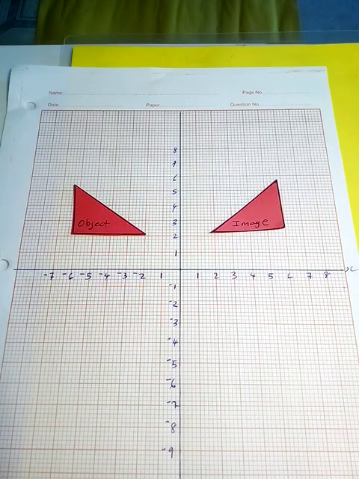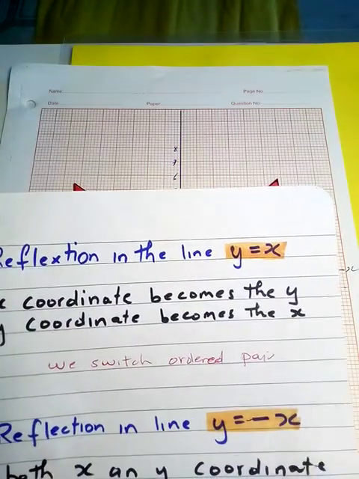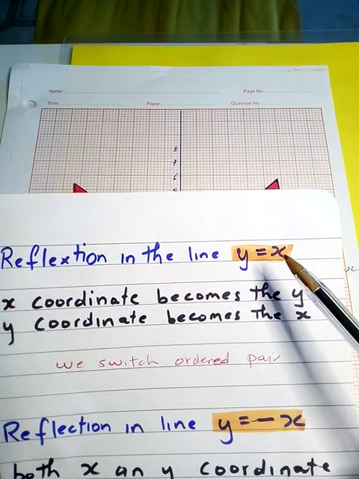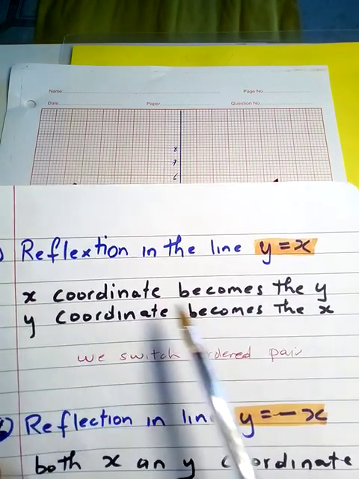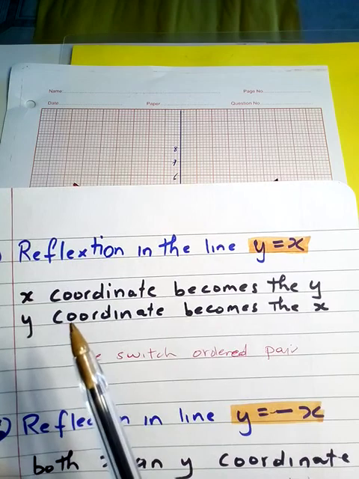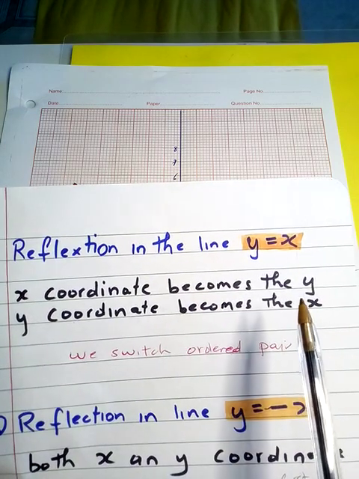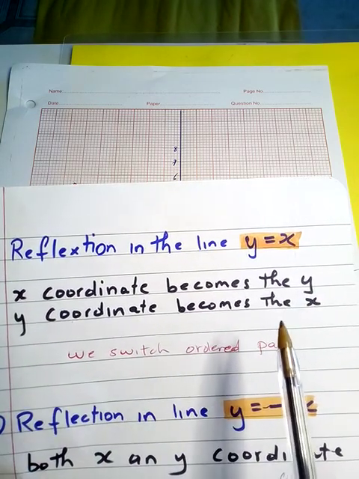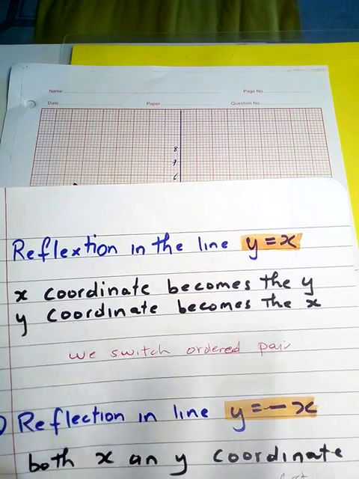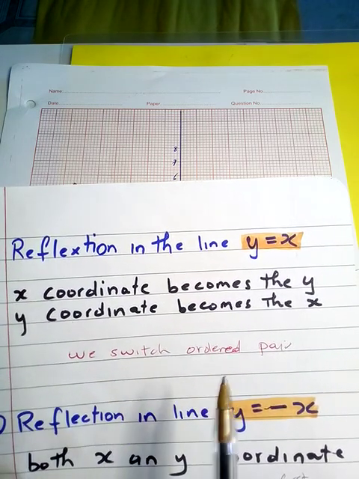right? And reflection in the line y equal x. Rule that you might see in your textbook. X coordinate becomes the y, and the y coordinate becomes the x. What they are saying, when they give us the object point, we just switch the coordinates and then we get the point for the image.